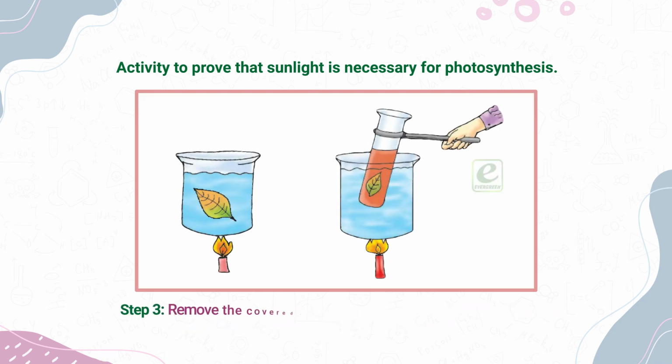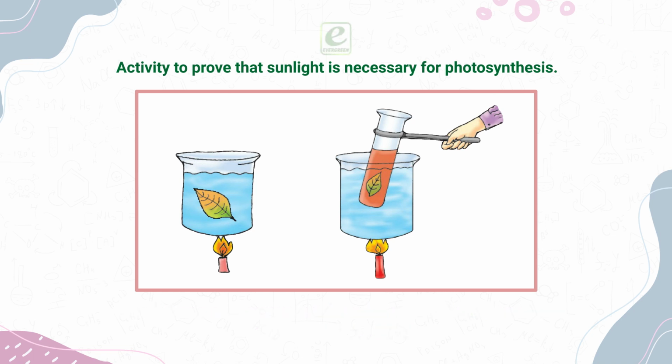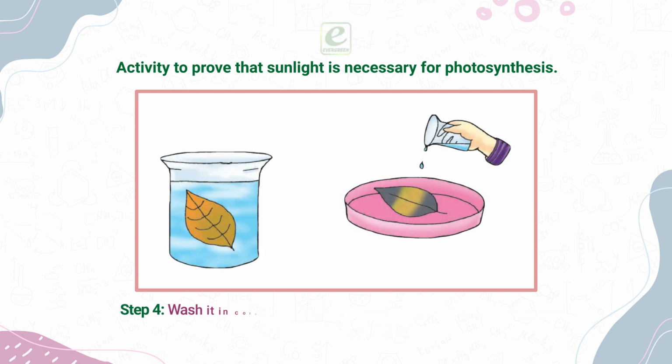Step 3. Remove the covered leaf. Bleach the leaf by first boiling it in water and then in alcohol. Step 4. Wash it in cold water. Add a few drops of iodine solution.